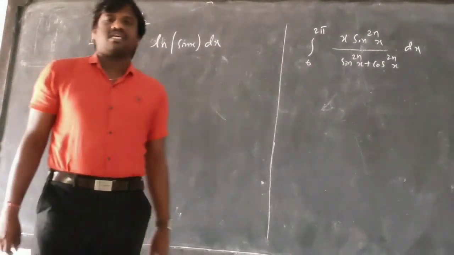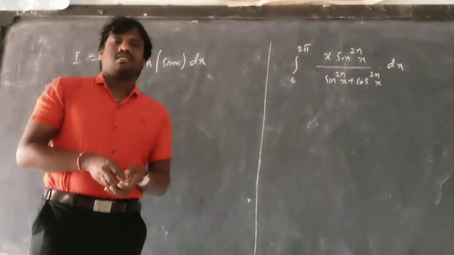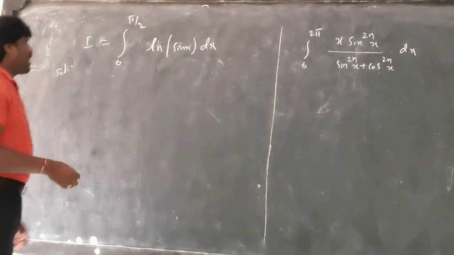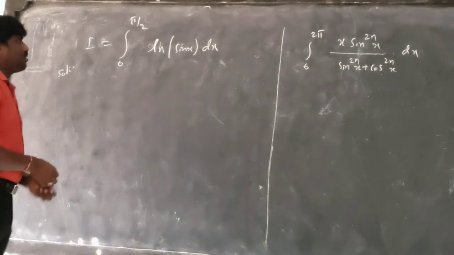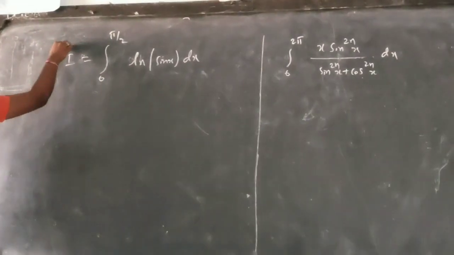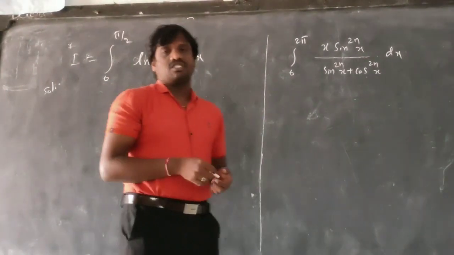Hello students, let us see the king rule. Yesterday I already informed you about the king rule. Let's see the problems based on the king rule. Here you have the integration I is equal to integral from 0 to pi by 2 of ln sin x dx. This is one of the most important questions asked in JEE.